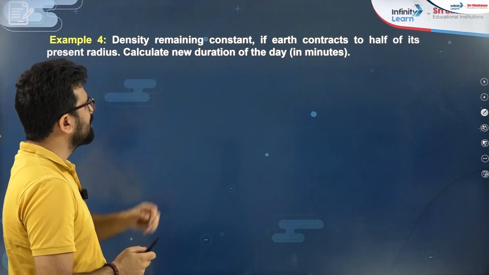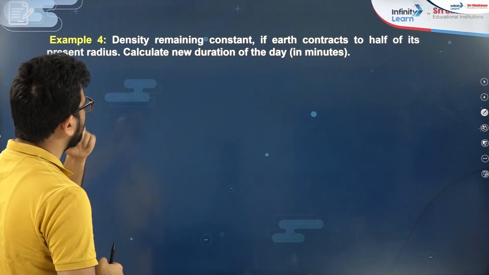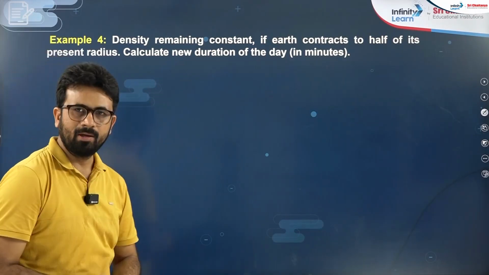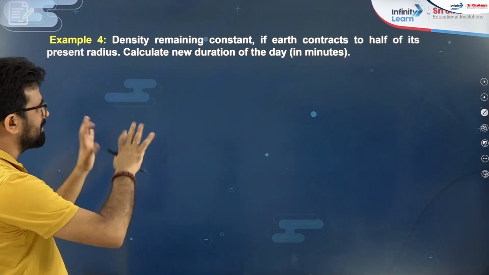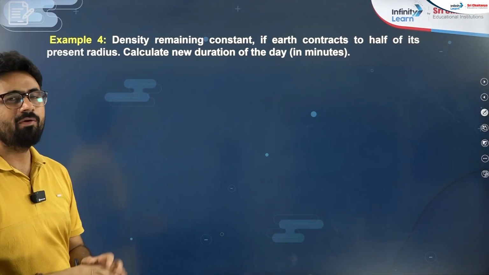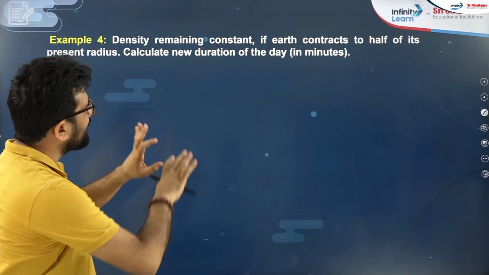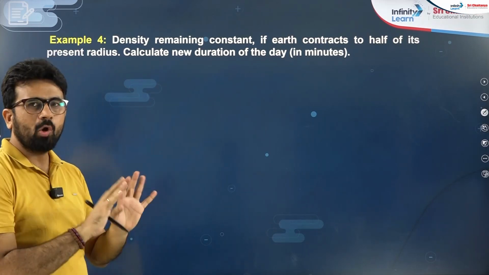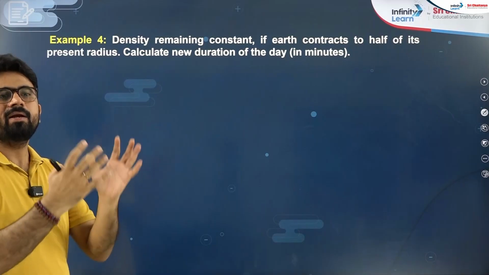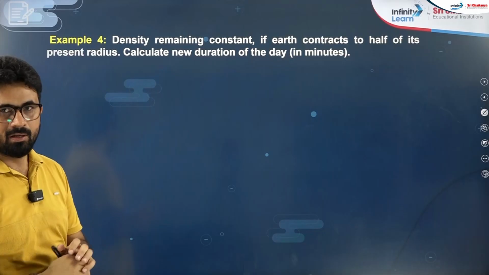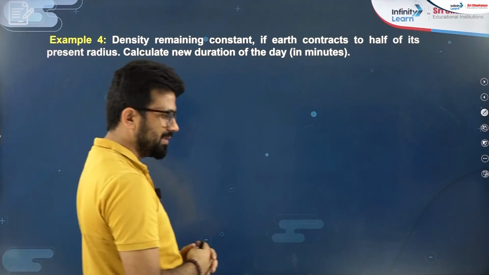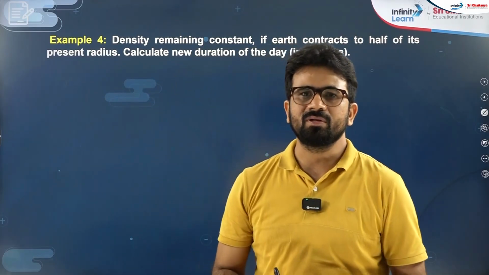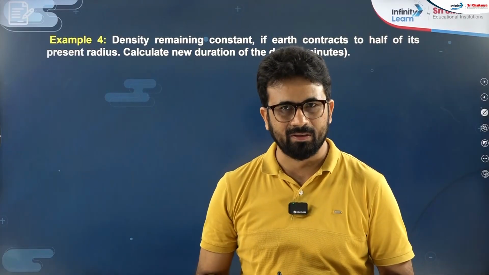So what will be the new length of the day if its radius becomes half, keeping the density constant? Keeping the density constant, definitely a few things will change. How they will change, we have to understand. So we are just contracting by keeping the present radius, and we are not changing any other thing. It is contracting by itself. So now you understand, whenever internal forces are there, due to internal forces, linear momentum does not change.